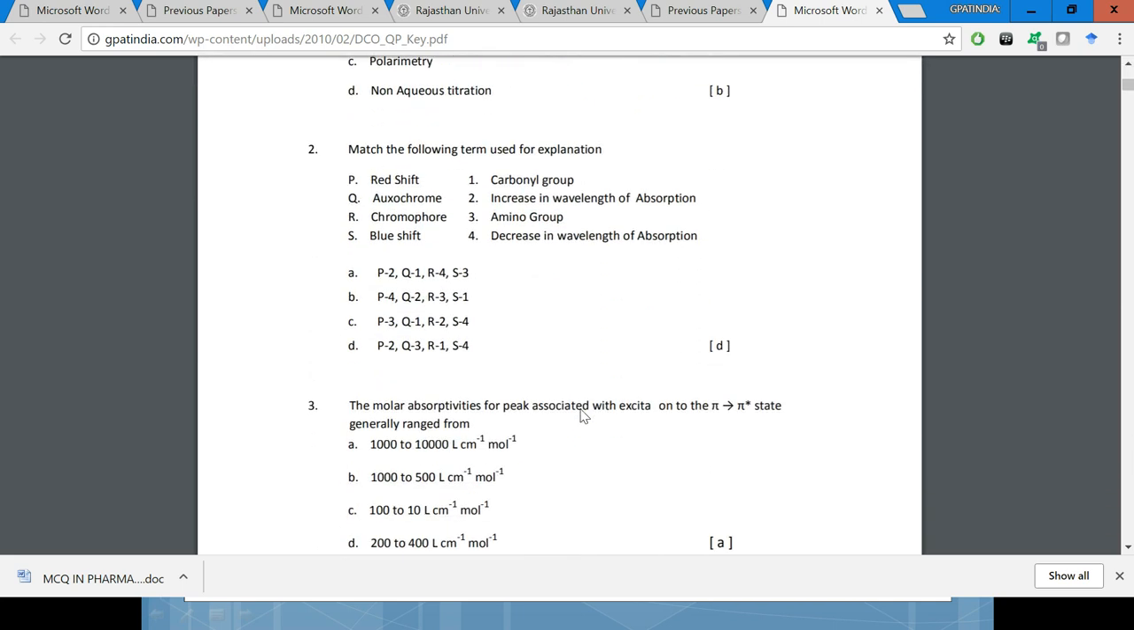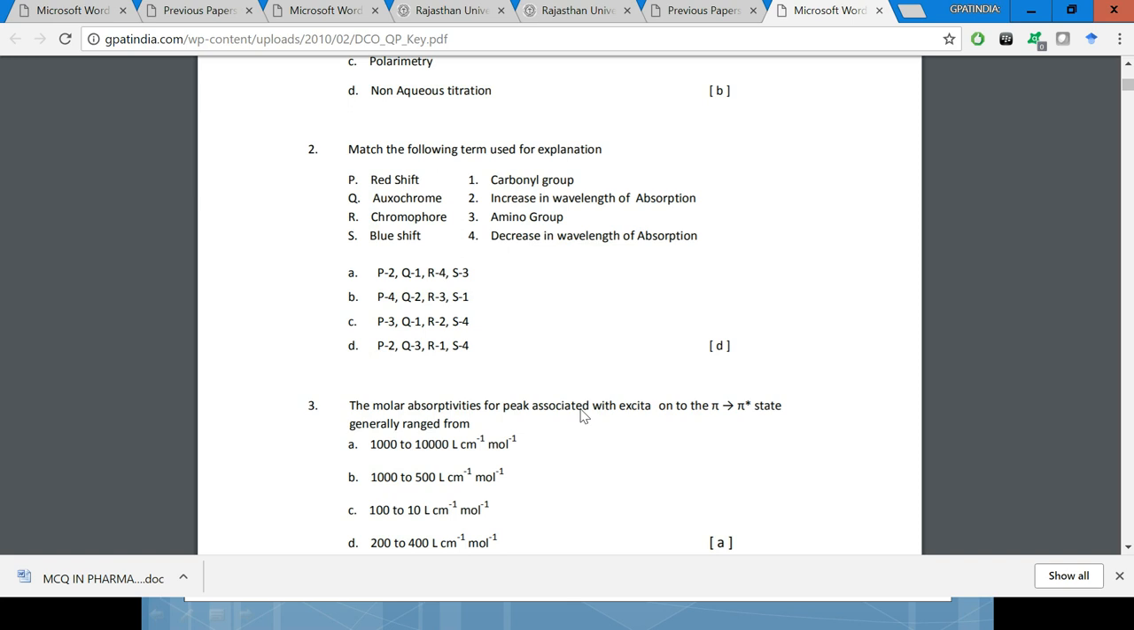Now the second question is related to spectroscopy. Match the following terms used for explanation. There are 4 terms: redshift, blueshift, oxochromes and chromophore. So let's start from oxochrome. What is an oxochrome? An oxochrome is a substituent that, when attached to a chromophore, alters its lambda max and the intensity of absorption. The most common examples are hydroxy groups and amino groups.